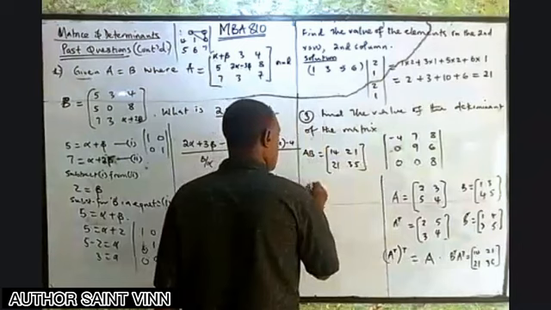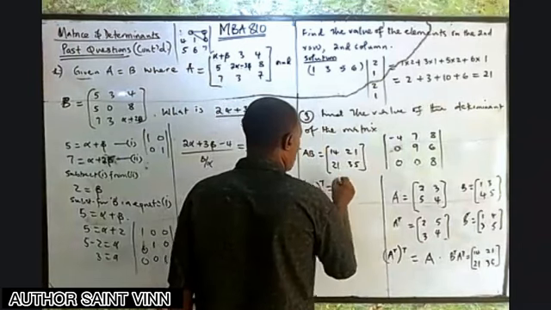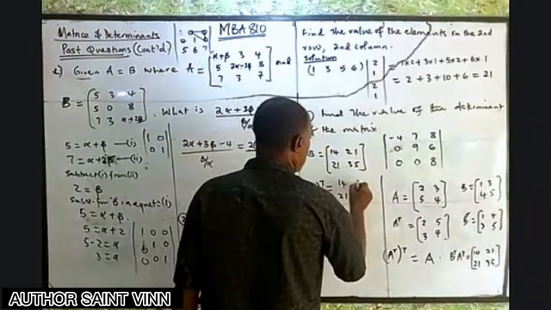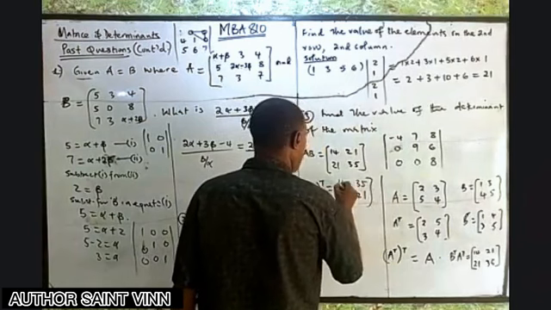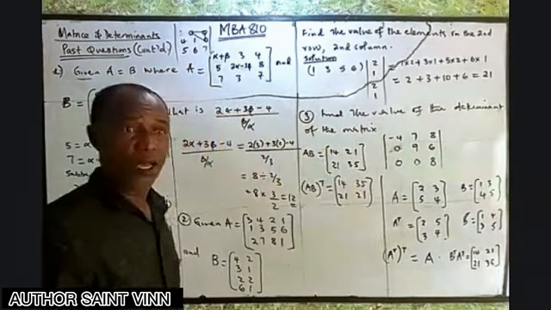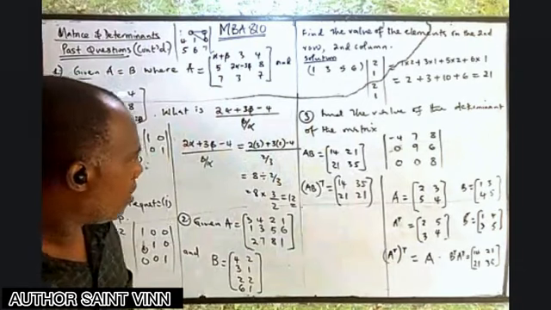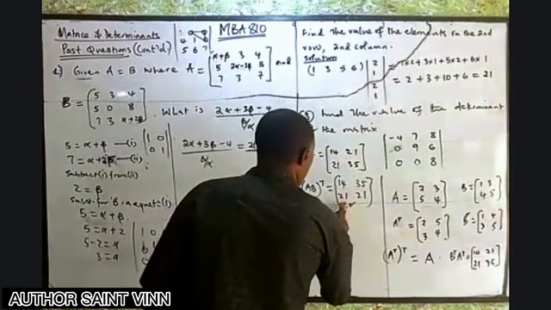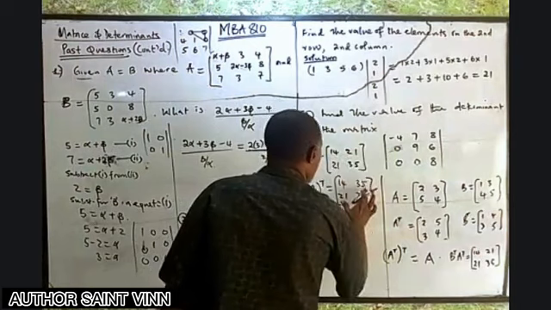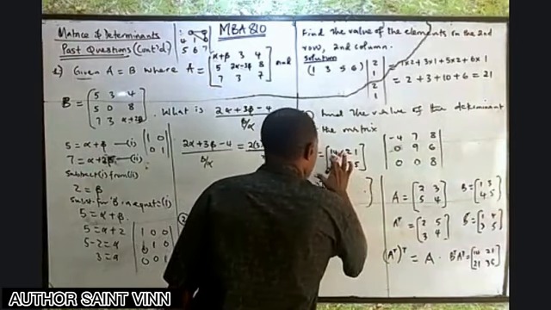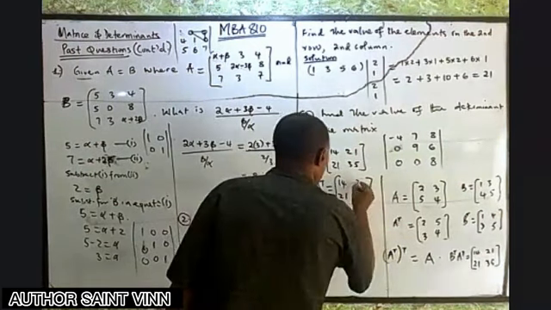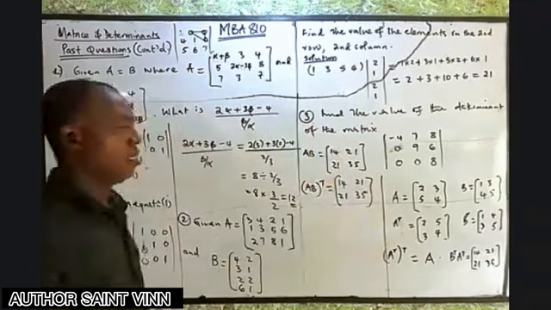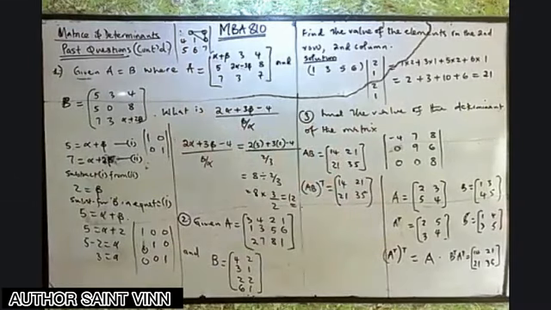Then AB will be 14, 21, 21, 35. No, that's wrong. This is 14, 21. Row. 21, 35. No. This row, yes. And this is 21. It's the same. Yes. So that means A is true. B is true. C, D is true.